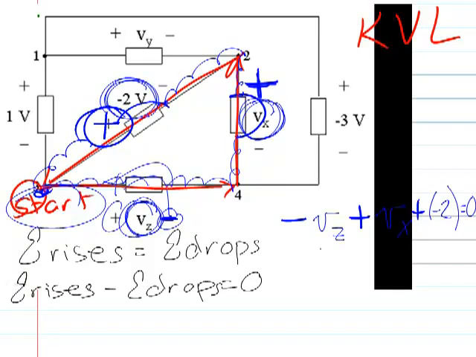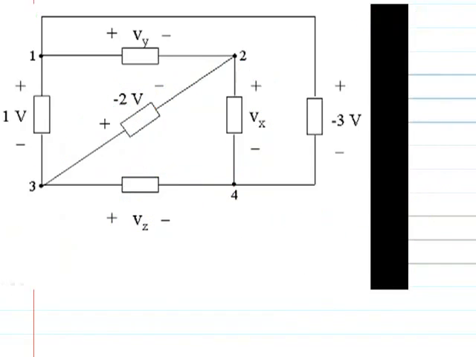So what we really have now from this little loop is minus VZ plus Vx minus 2 is equal to 0. Now, there's not a whole lot we can do with that right now because we have 2 variables and only 1 equation, but that's okay. That just means we have to pick another loop and hope that it turns out a little bit better.